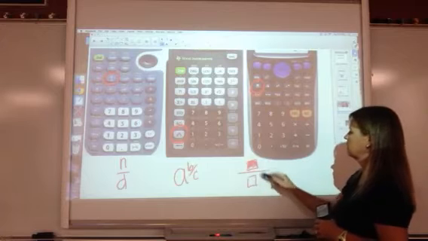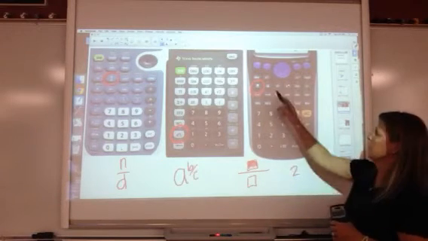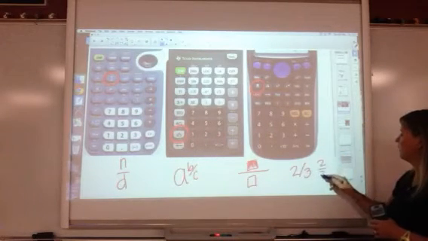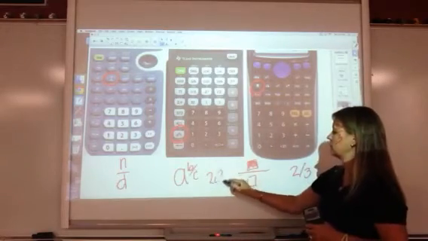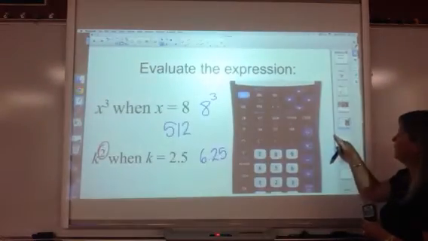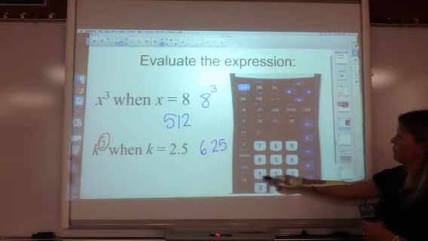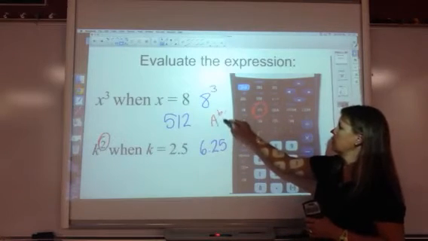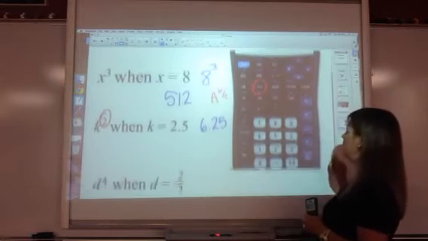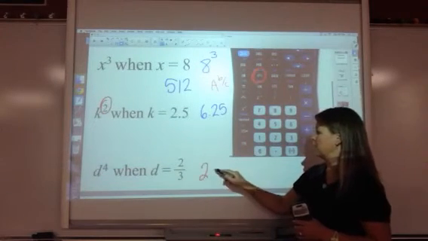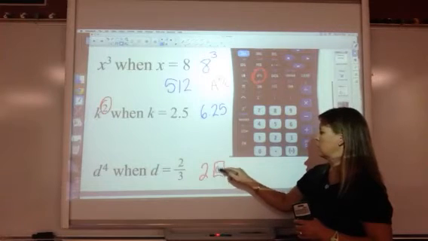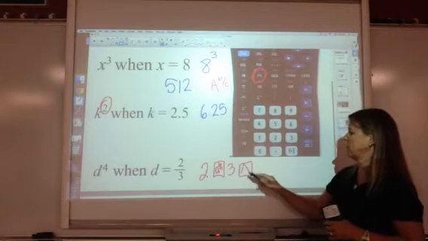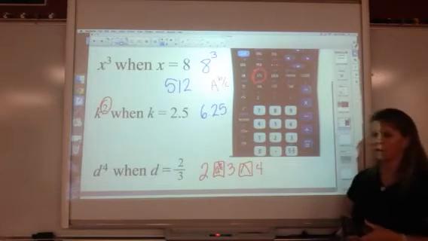Go ahead and try to type in 2, hit your fraction button, and then 3. It might write it like this, it might write it like this, but that's what means 2 fraction 3. And this calculator, it's straight up the line from 0, 1, 4, 7 to another A, B, C. If you type in 2, hit your fraction button, and 3, and then your power button, whatever your power button is, 4, go ahead and try it.